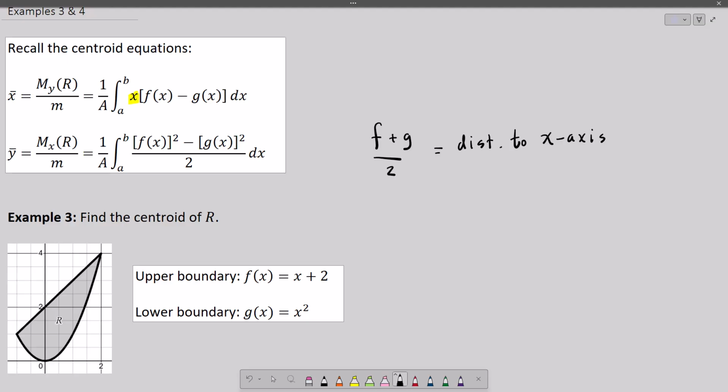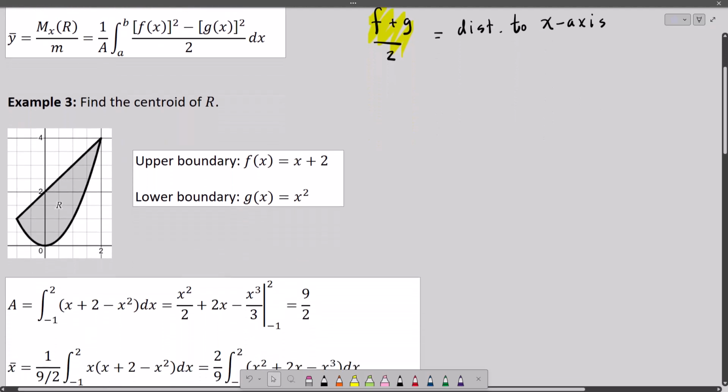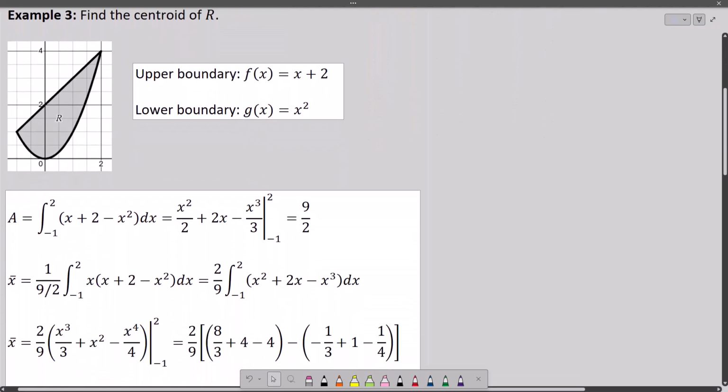And so this integrand comes around by taking f minus g and then multiplying it by f plus g, which gives you a difference of squares, and then you have the division by 2. So f squared minus g squared divided by 2 is going to give us our y bar. But the concept is the same. We're multiplying by the distance to the y-axis, and this one we're multiplying the distance to the x-axis. So let's just take a look at two more examples.